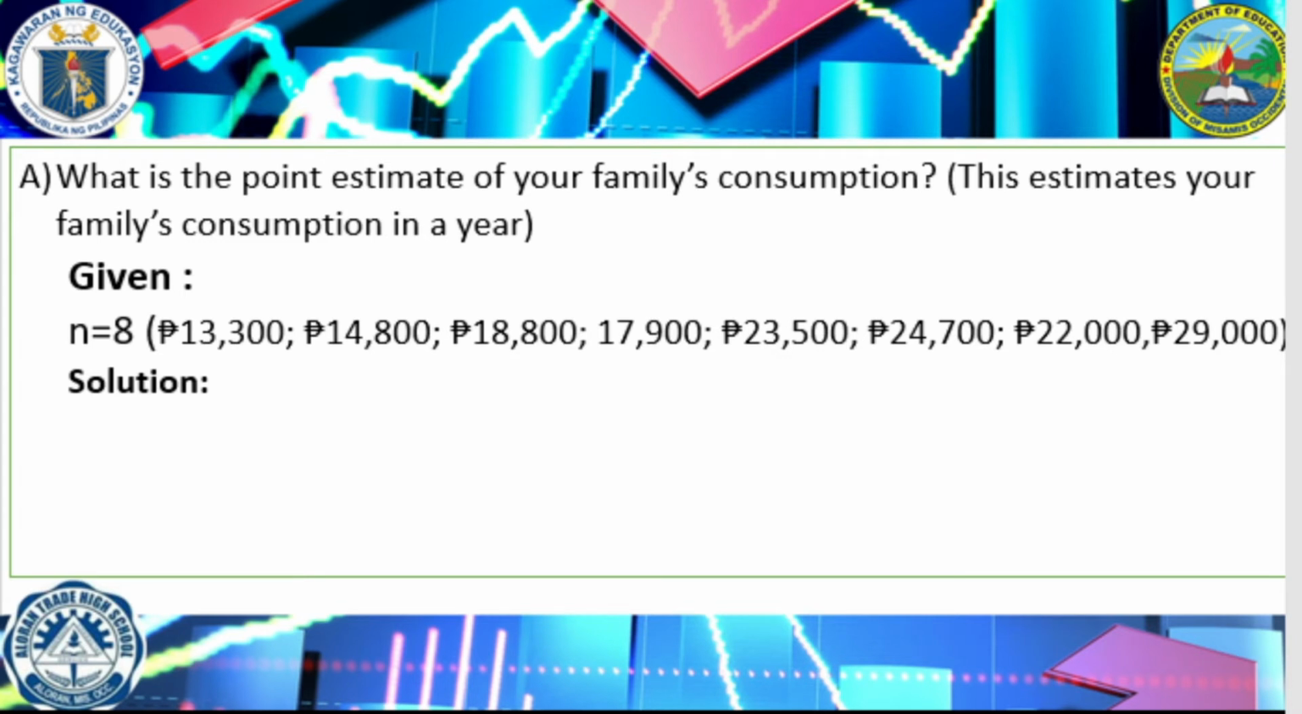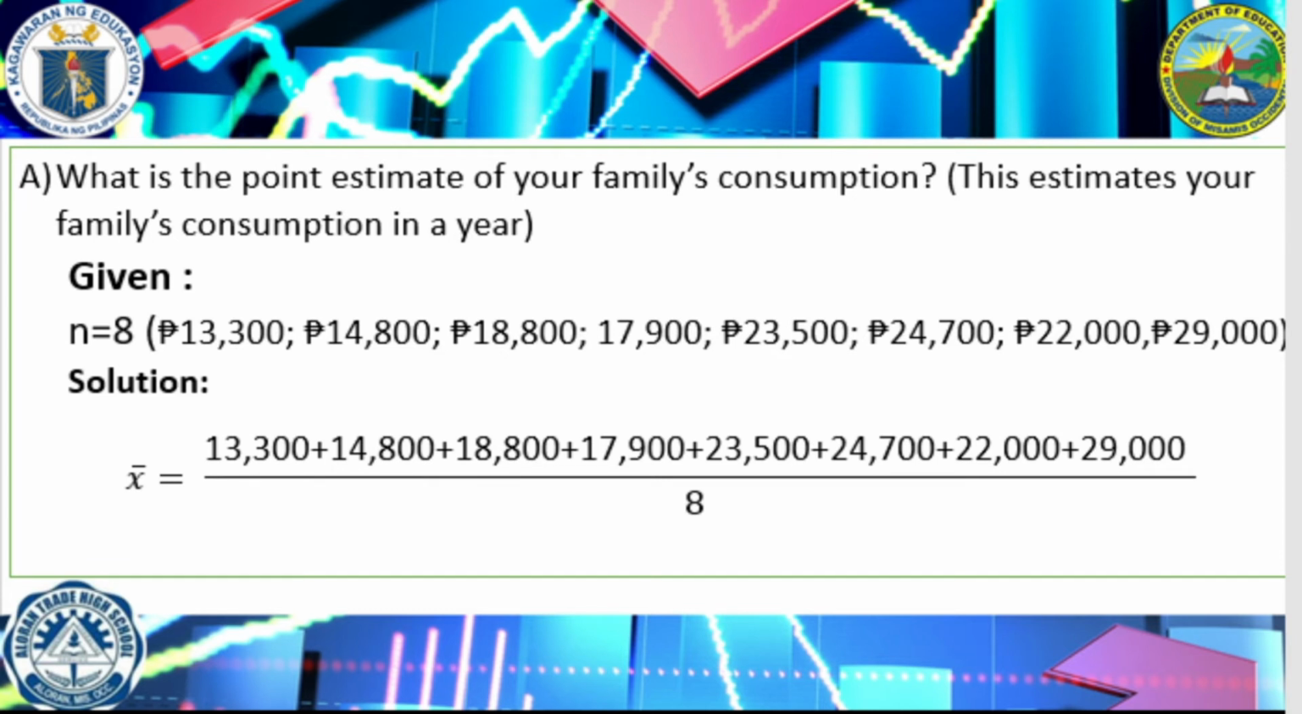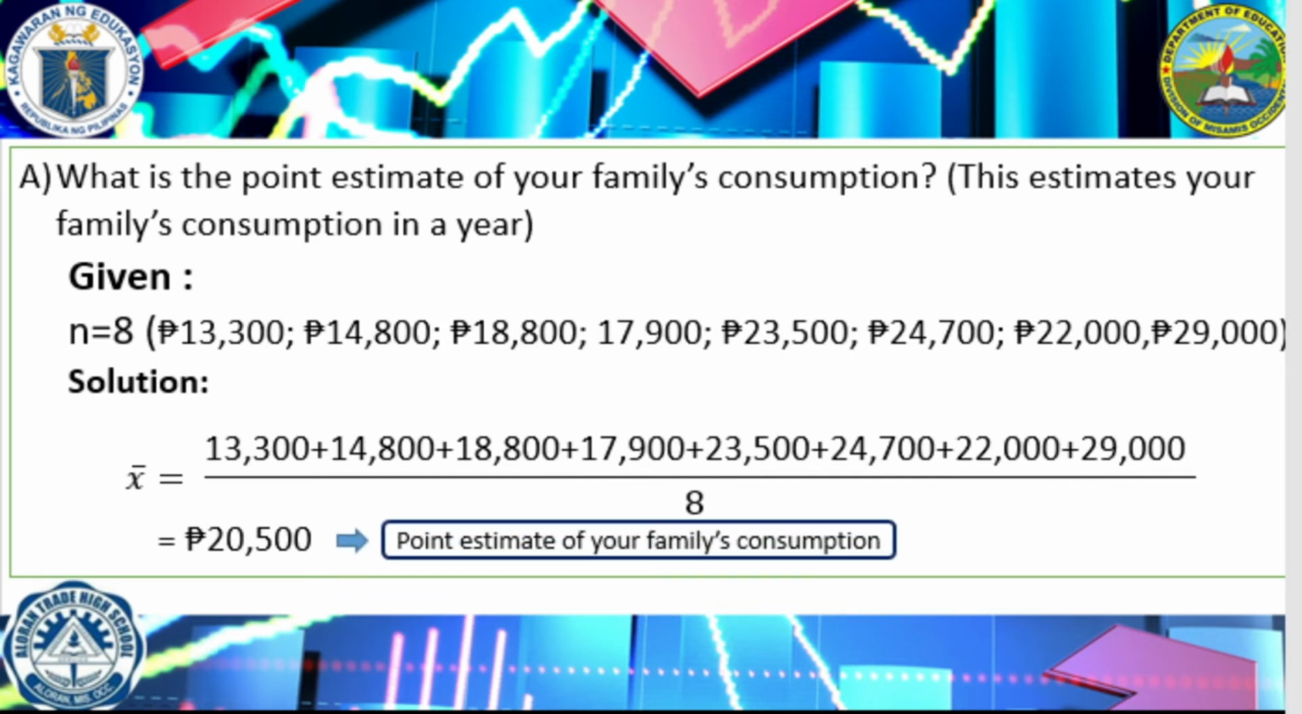Let's answer letter A. What is the point estimate of your family's consumption, which will also be your estimate of the family's consumption in a year? Given, we write the sample size, which is 8, and these are all the values that we have. For our solution, we simply add all of this data that we have gathered and divide by the sample size, which is 8. So the answer is 20,500. This is our point estimate of the family's consumption.